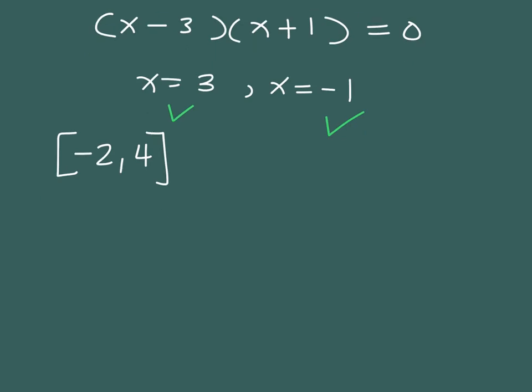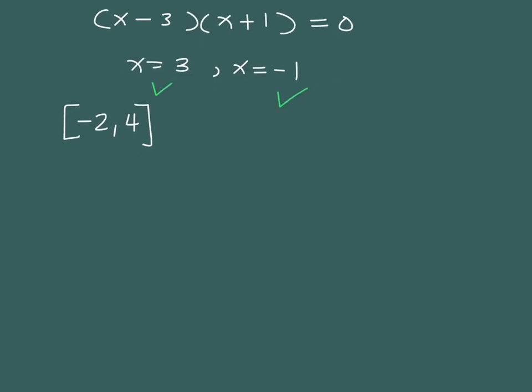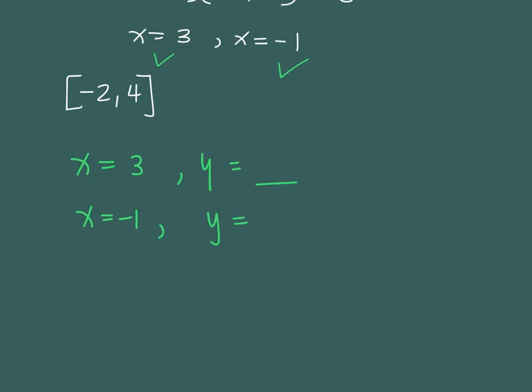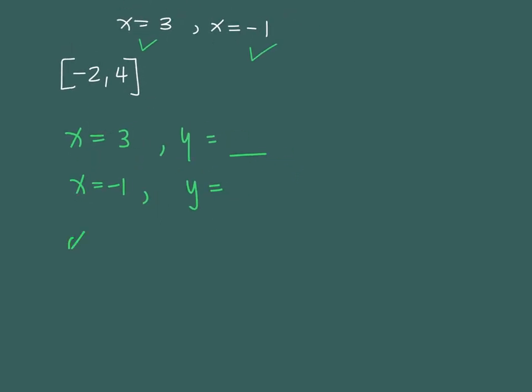Okay. So once we have the critical values, in the first derivative test, all we have to do is to get their corresponding value y. So x equals 3, find the y value. X equals negative 1, find the y value. And then you add those endpoints of the given interval. What is the y when x is negative 2? And what is the y when x is equal to 4?